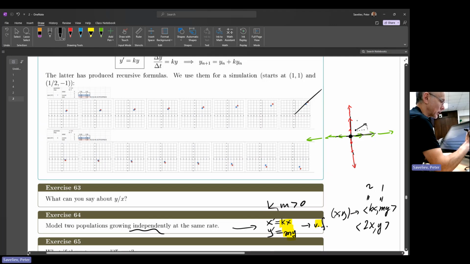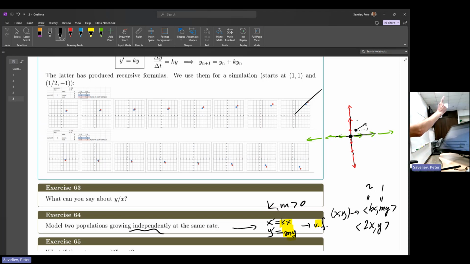I don't want to do the whole thing here. So the point is, the current population is 1, 1. Which way is it going? It is going in the direction 2, 1. It's not going in the direction 1, 1. It's not going in the direction 2, 2. So it's not going at 45 degrees, because the populations are growing at different rates. But in this particular case, it will go in direction 2, 1.